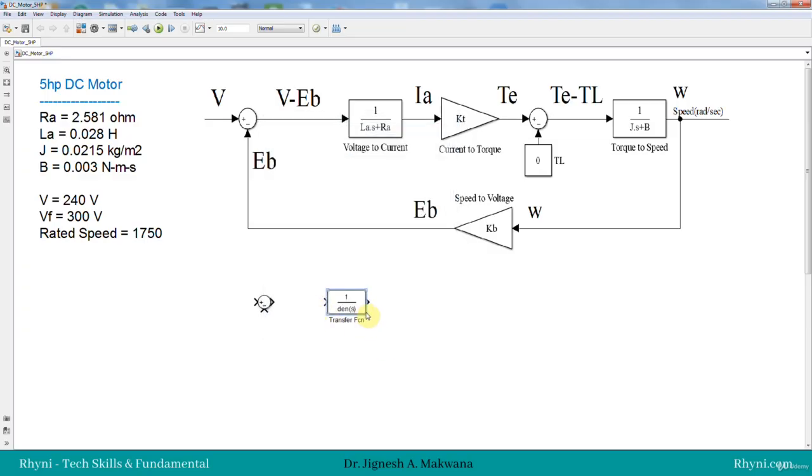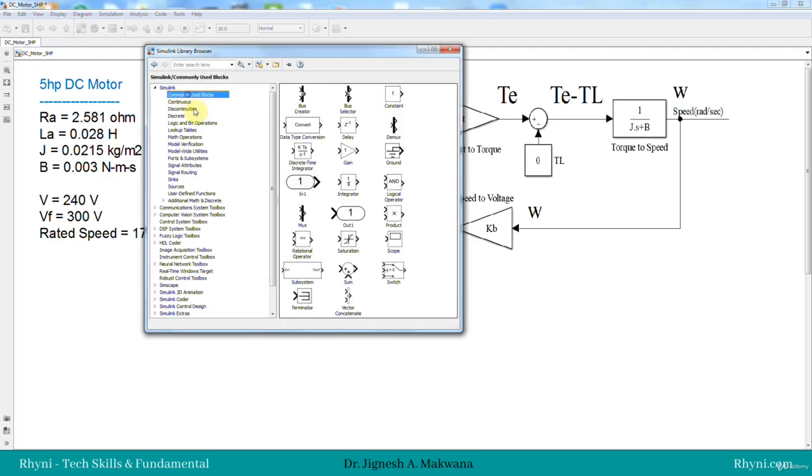So you can see it's clearly visible. It is connected. The transfer function is voltage to current, so I will change the name to voltage to current. Now we require the gain.